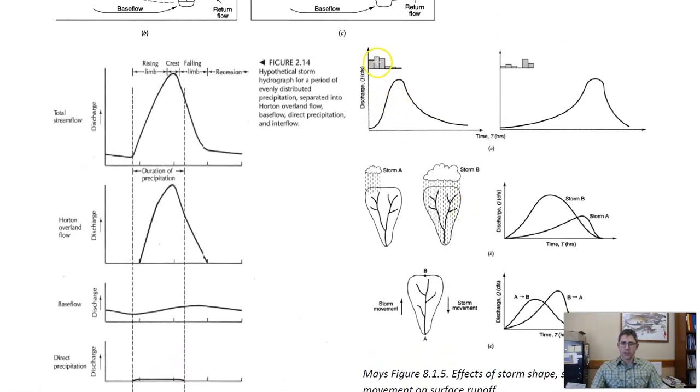Up here you can see two different rainfall events. These are rainfall hydrographs. Here's one, here's another, and then what the associated streamflow hydrograph might look like. In this case, the bulk of the precipitation was at the beginning of the storm, so we see it come up and then go down, whereas if the bulk of the precipitation is later in the storm, the peak of the hydrograph is shifted further back.